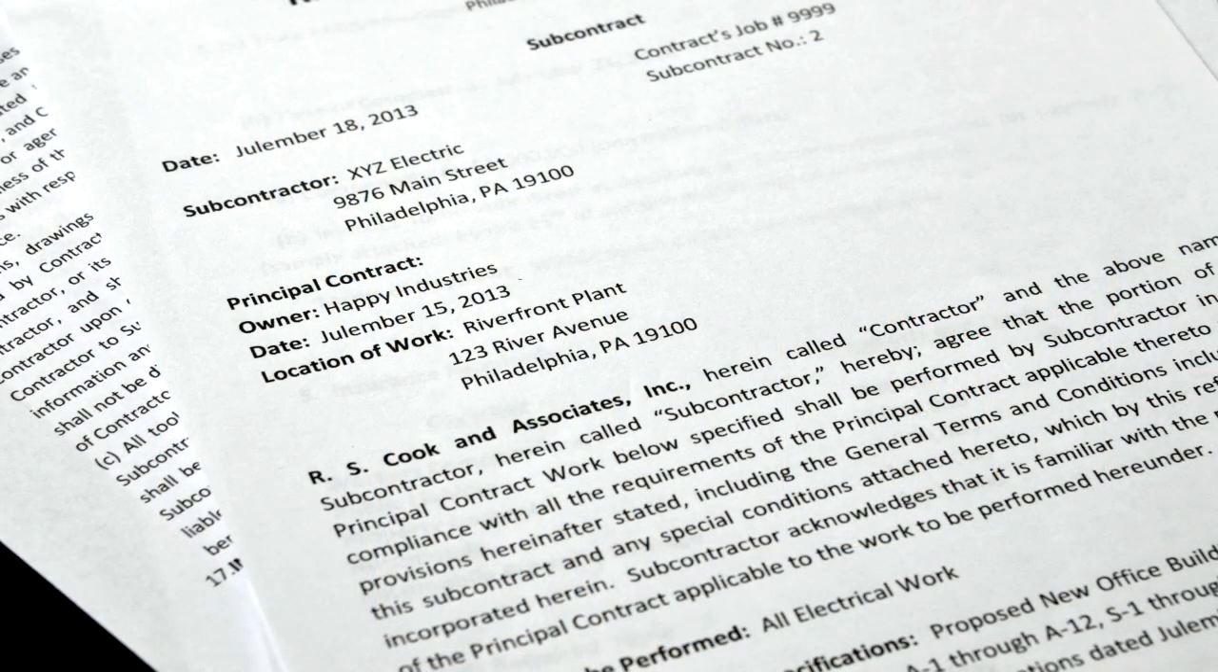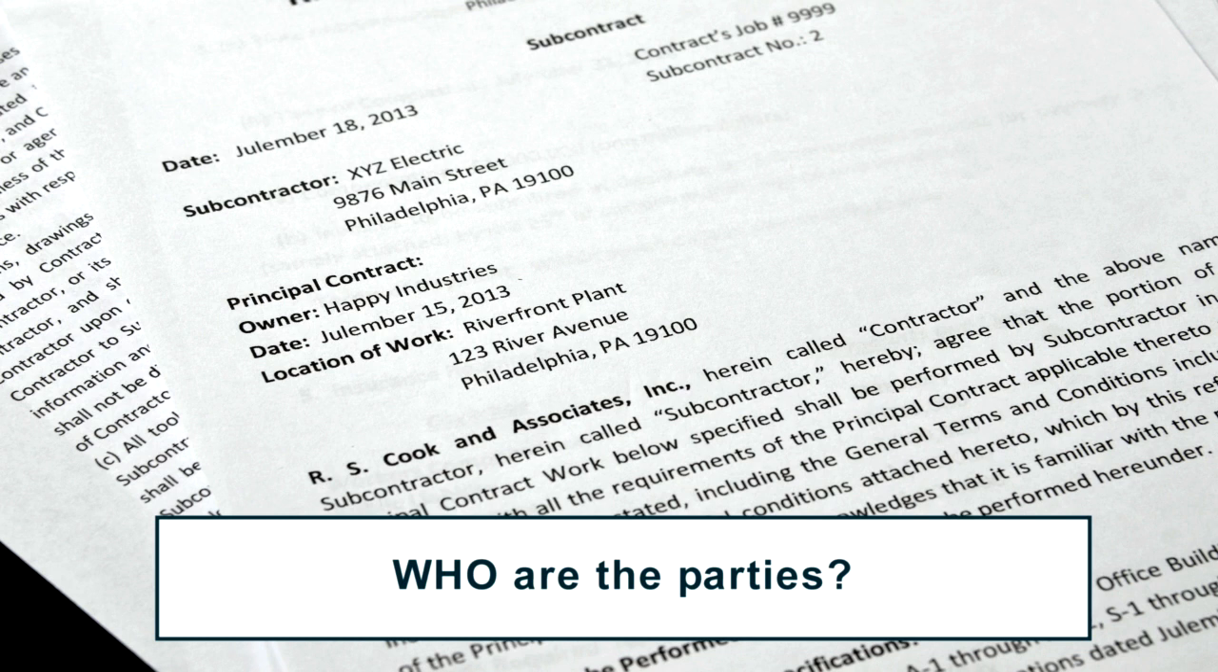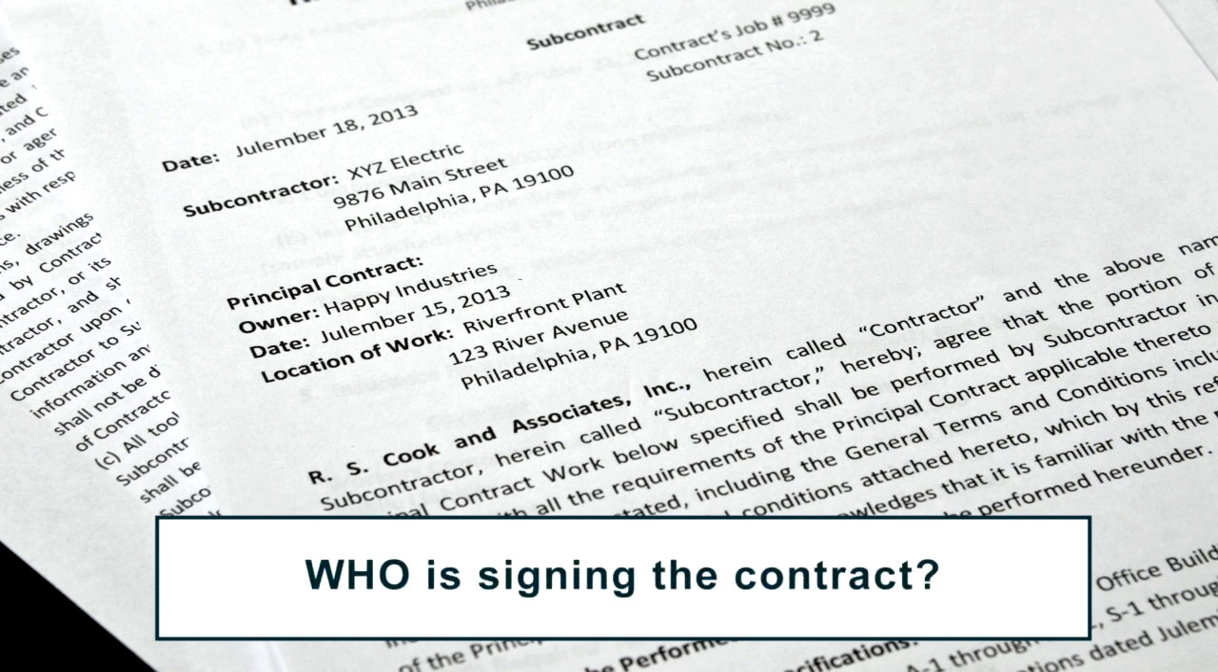When you look at your contract, the first thing you want to know is who, in fact, are the parties. Who is signing the contract? Who are we working for? Is there a construction management company that's between the owner and the general contractor? What opportunities do we have to know who we are in fact working for and who in fact is calling the shots?